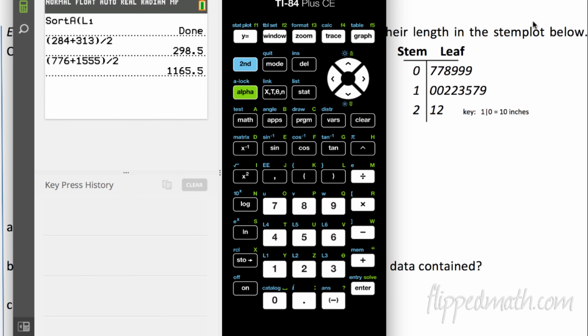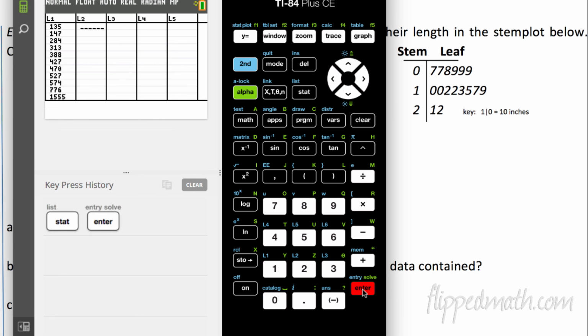Ready, set, go. Okay, so here's how I would put it in my calculator. I'm going to hit stat and then enter. And if you notice, I have the data from the first set over there. I'm going to move over and put this in L2 just so I don't have to delete the other data. So the first data here says that, what do we got?